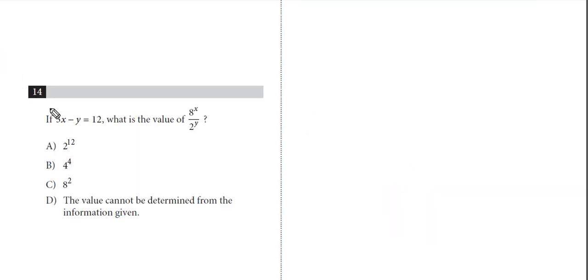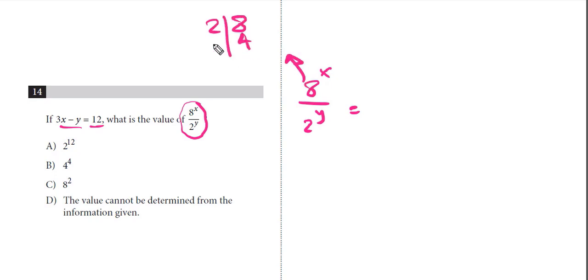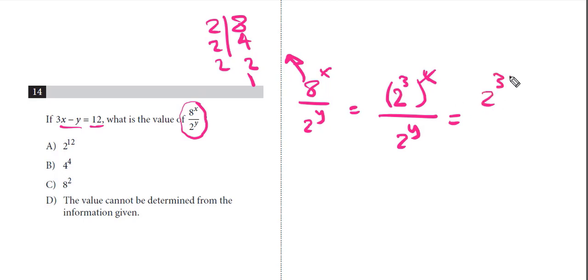The next says, if 3x minus y is equal to 12, what is the value of 8 to the power x over 2 to the power y? If you factor 8, 8 divided by 2 is 4, divided by 2 is 2, divided by 2 is 1. Then you can write it as 2 to the power 3, all to the power x, over 2 to the power y. Then here it will be 2 to the power 3x, divided by 2 to the power y.